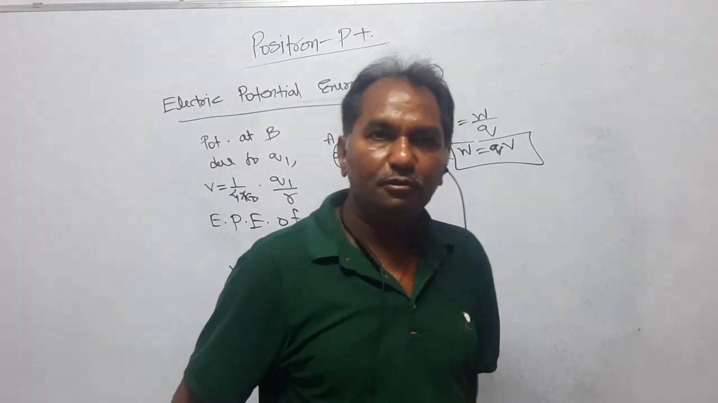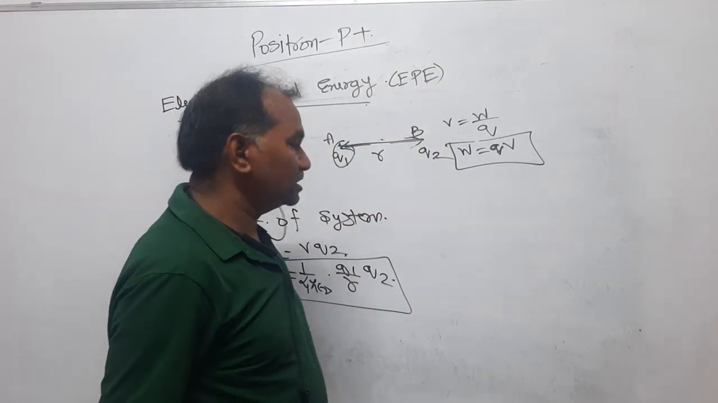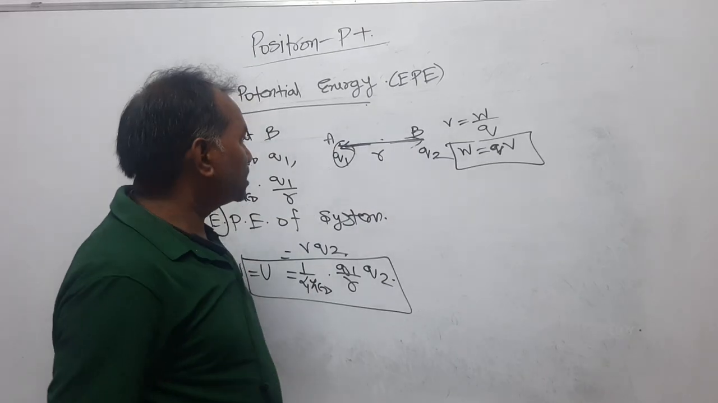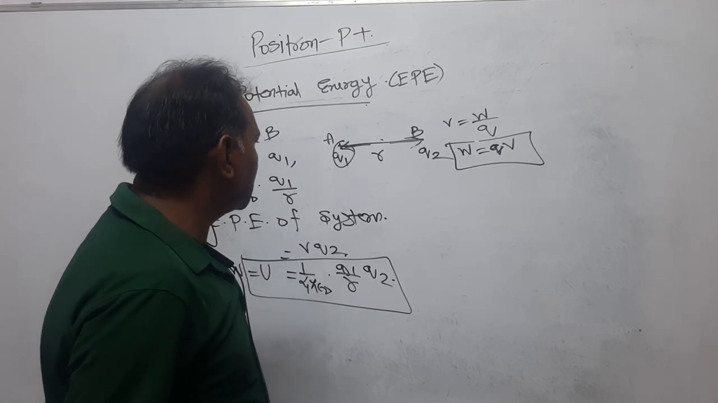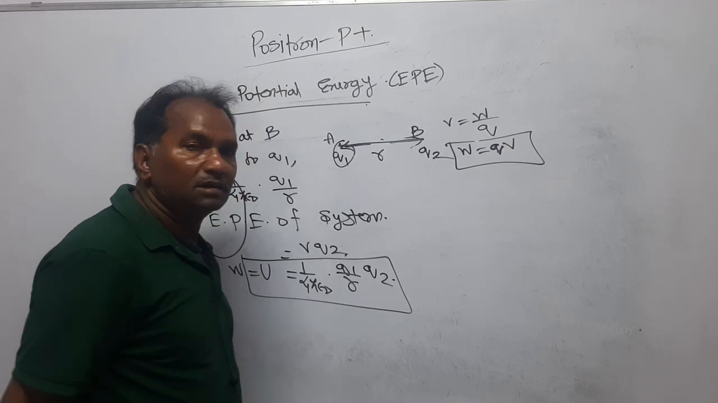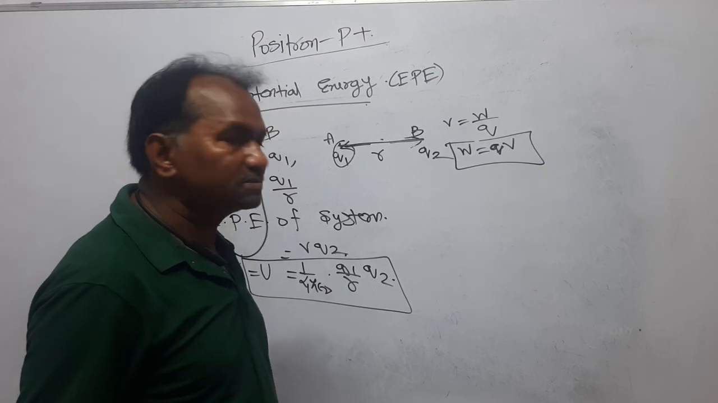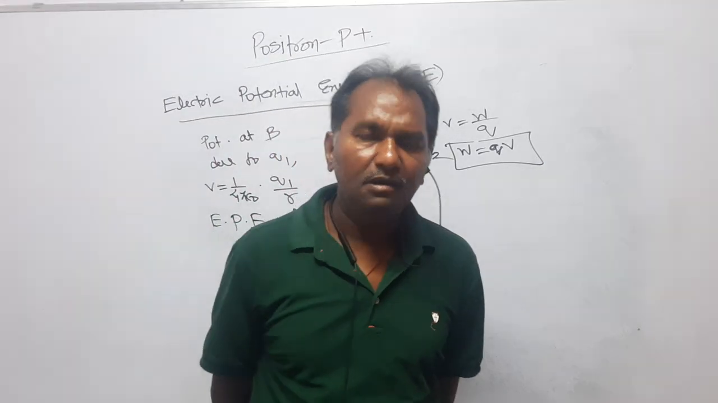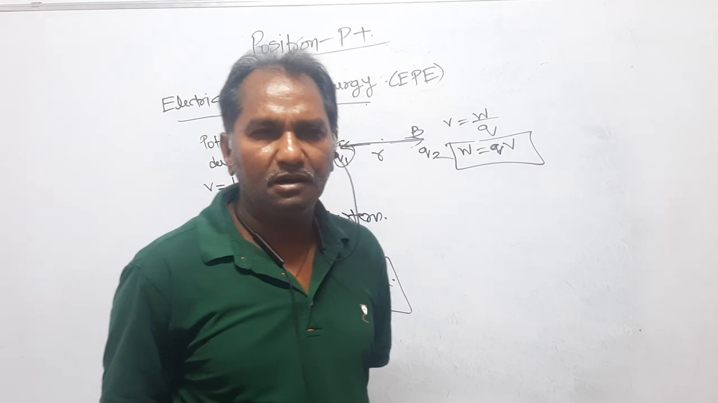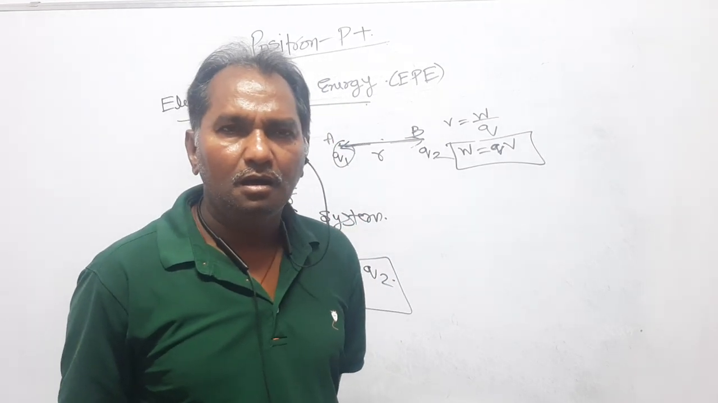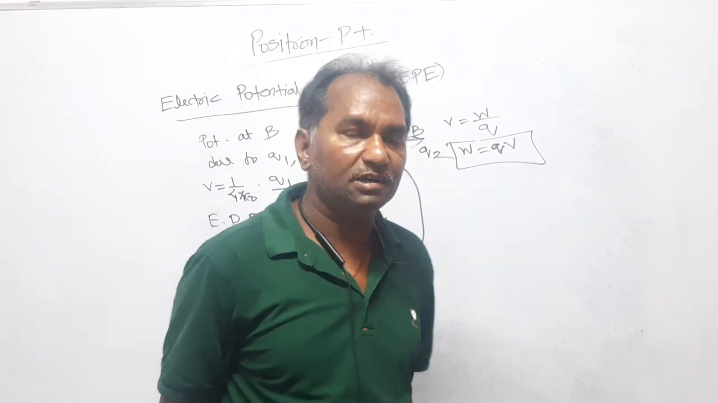This is the electric potential energy of a system of two charges. The two charges Q1, Q2 are separated by a small distance r, and then the electric potential energy U is equal to 1 upon 4 pi epsilon naught Q1 Q2 upon r. Dear student, in this formula, the sign has its own significance.